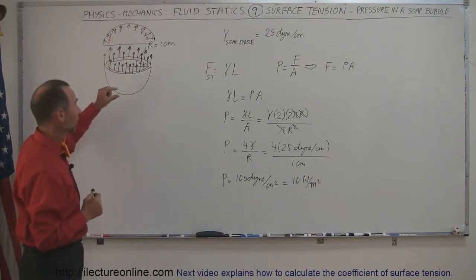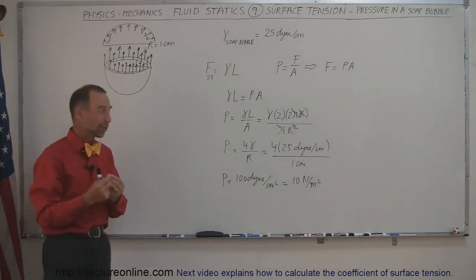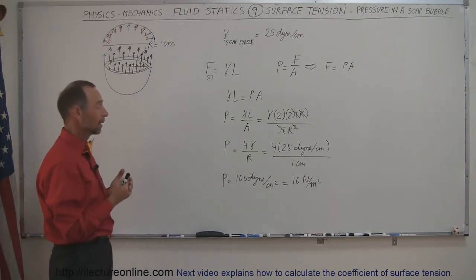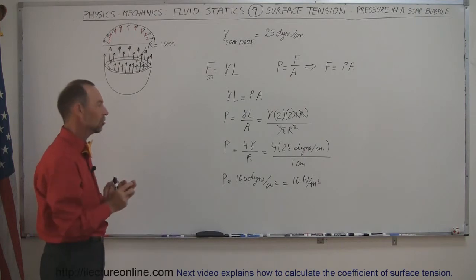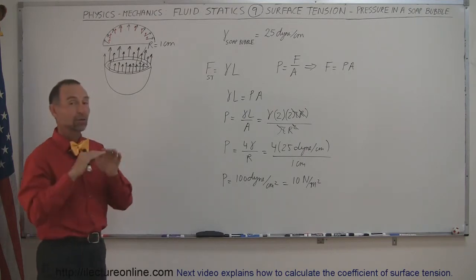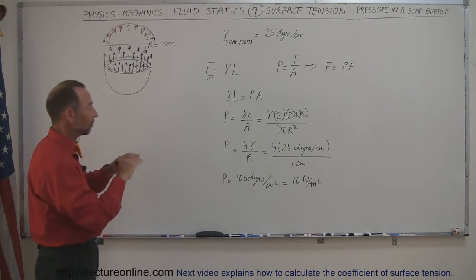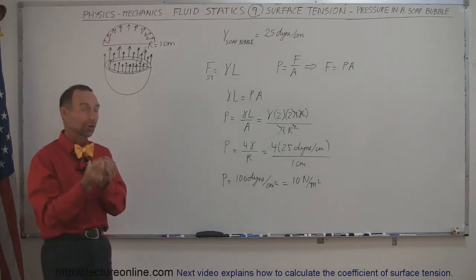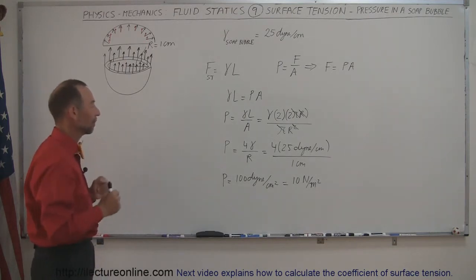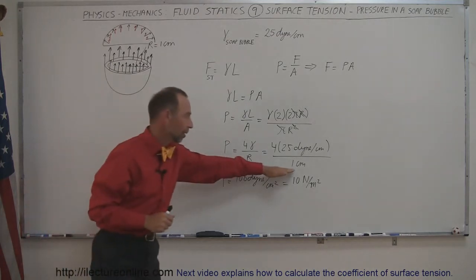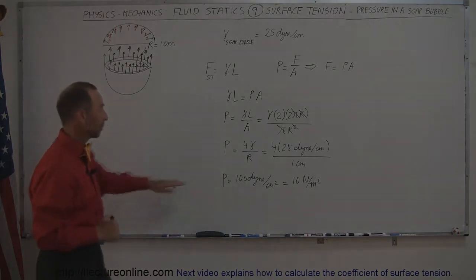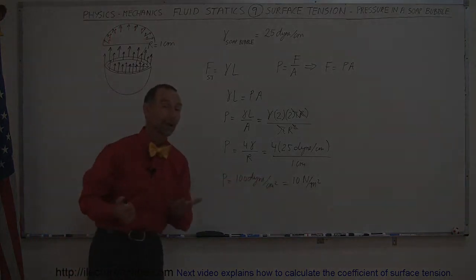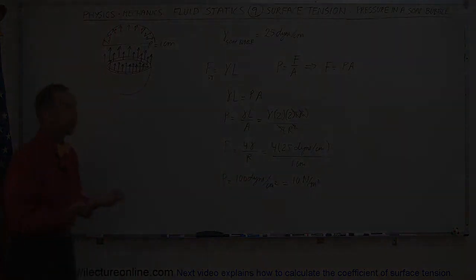Now, if, of course, the bubble gets smaller, the pressure will increase, because then the ratio of the area to volume changes. It'll be a much greater surface area to volume ratio, and if there's more surface area, that means there's more surface tension, and therefore the pressure builds up. So if the radius was, for example, 0.1 centimeter or 1 millimeter radius bubble, then the pressure would be 10 times as high, would then be 100 newtons per square meter. But that's how you figure out the pressure inside a bubble.